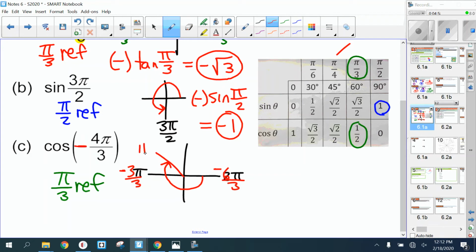I know that I am in the second quadrant. And what do you know about cosine in the second quadrant? It is negative. And so our answer is going to be negative whatever cosine pi over 3 is. So it's going to be negative 1/2.